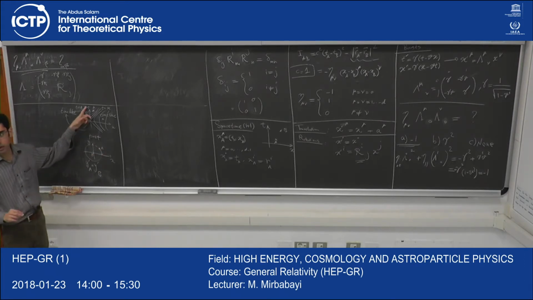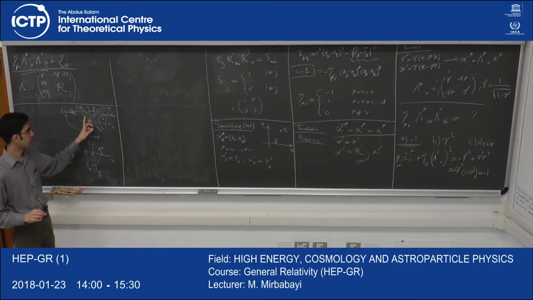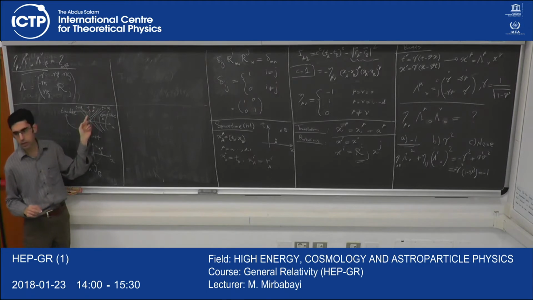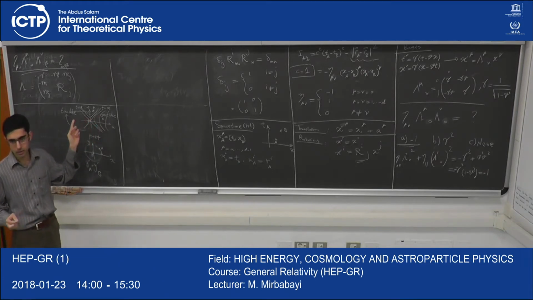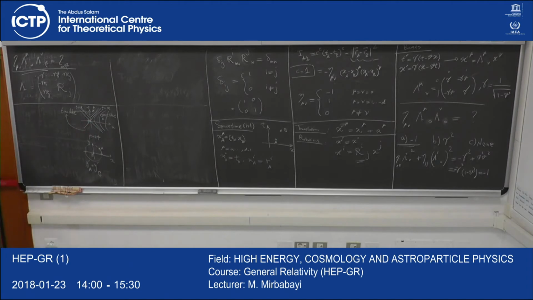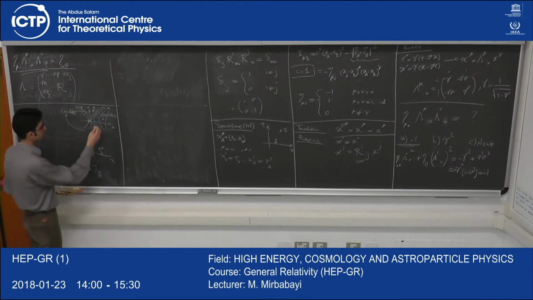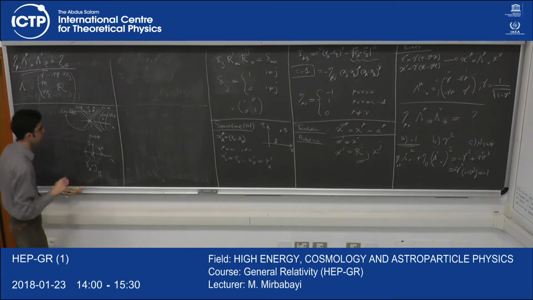Now, in the case of Lorentzian geometry, if two points are time-like separated, we can always make them sit at the same point. And if they are space-like separated, we can always make them simultaneous, meaning that we can make them happen at the same time.